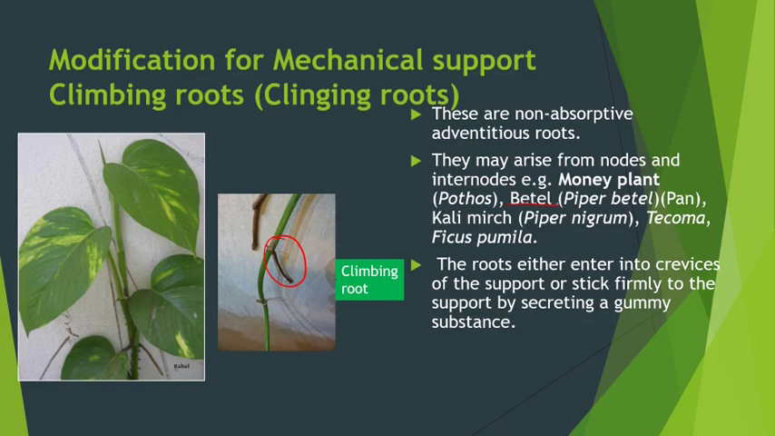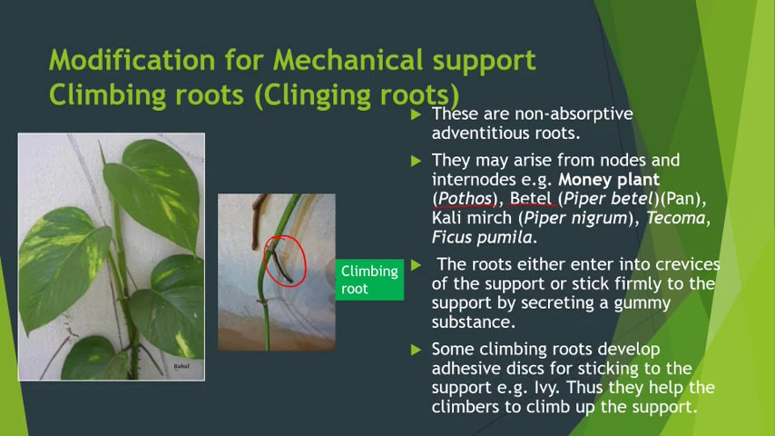Beetle is Piper betle, pan. We eat pan, no? So the Piper betle or betel leaf plant has such climbing roots. Money plant, also called pothos, has these climbing roots. You might have seen it spread over the entire wall by these clinging roots. It is also found in Tecoma, Ficus pumila.